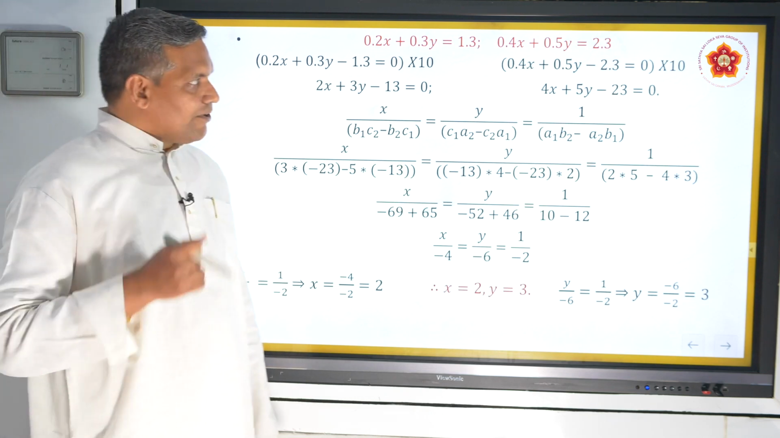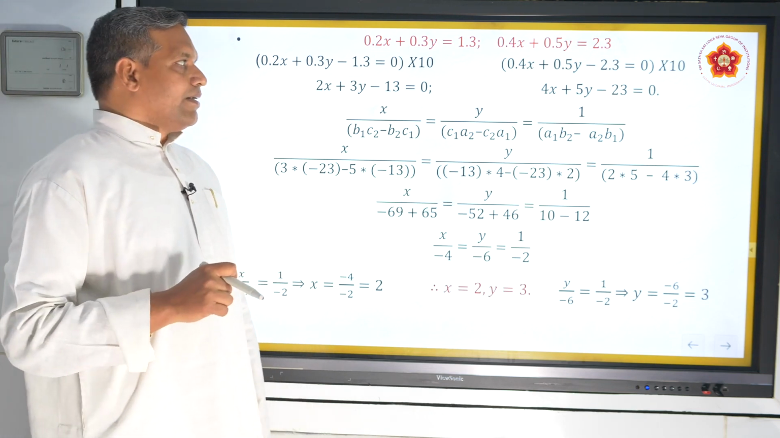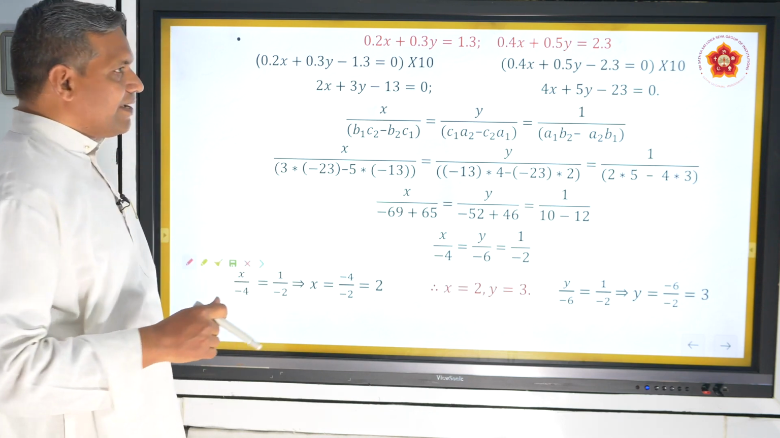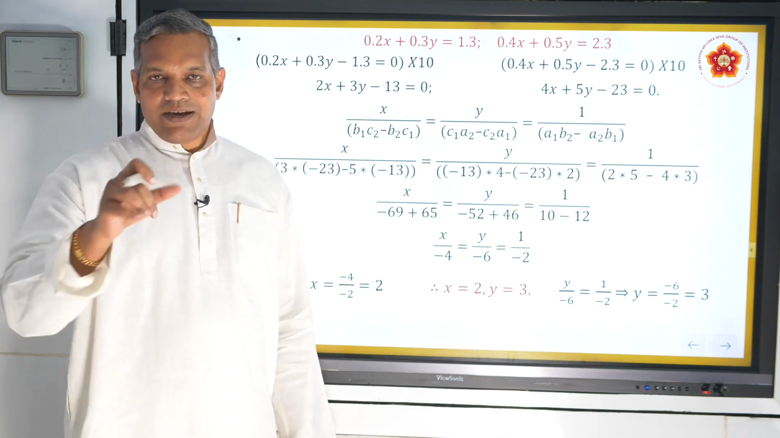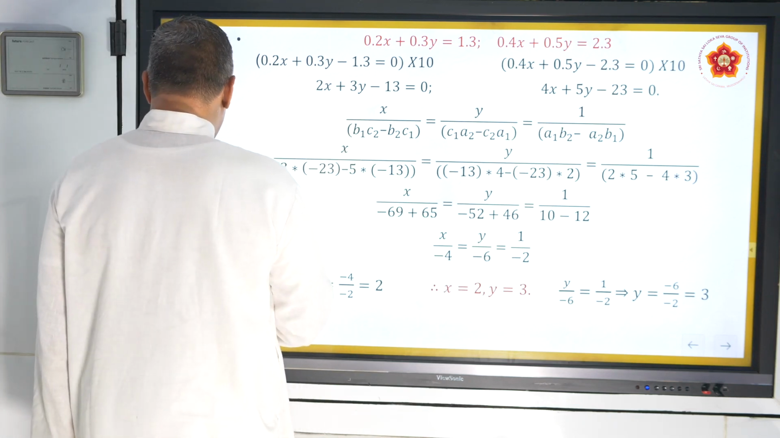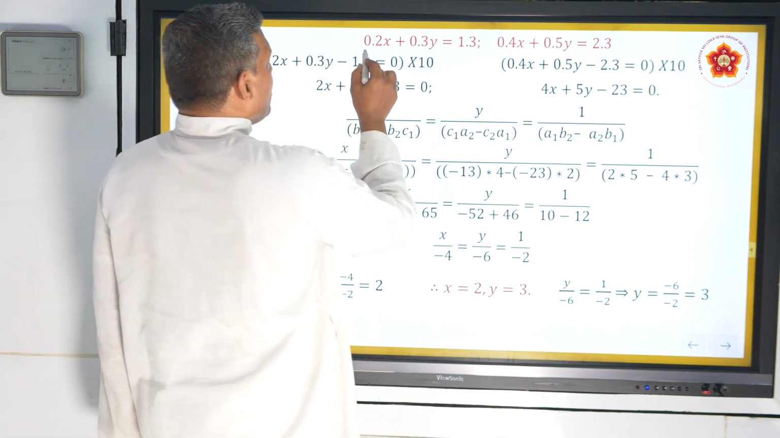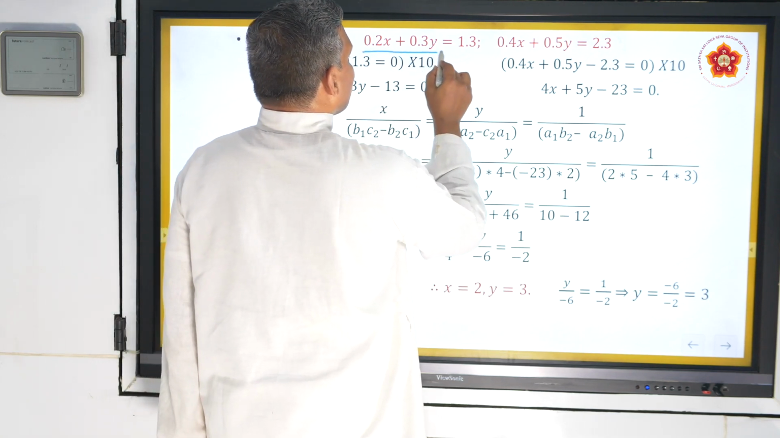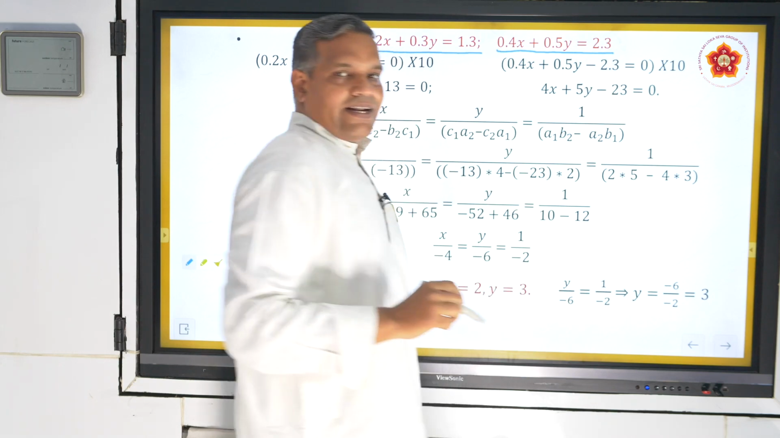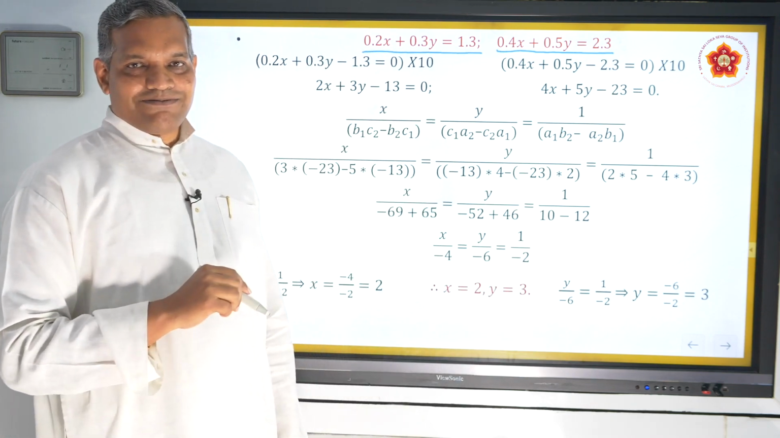Here, one more case I am referring to is the decimal case. Some of the students are haters of decimals, fractions, irrational numbers. So now the decimals have come. What has come now is 0.2x plus 0.3y is equal to 1.3, 0.4x plus 0.5y is equal to 2.3. Raise your hands, how many of you hate decimals?